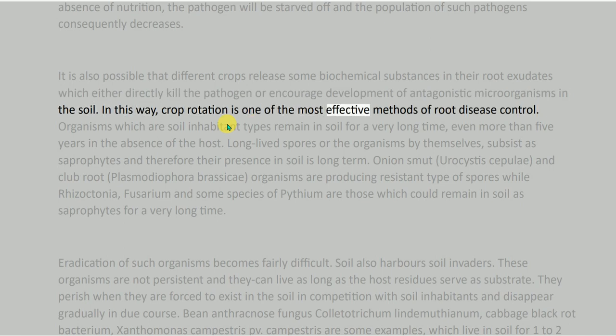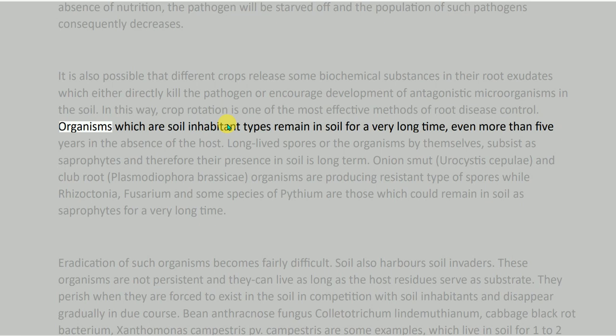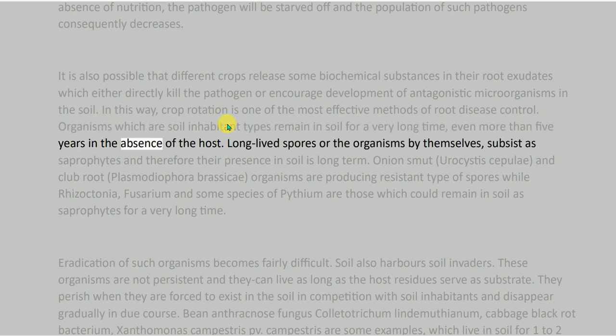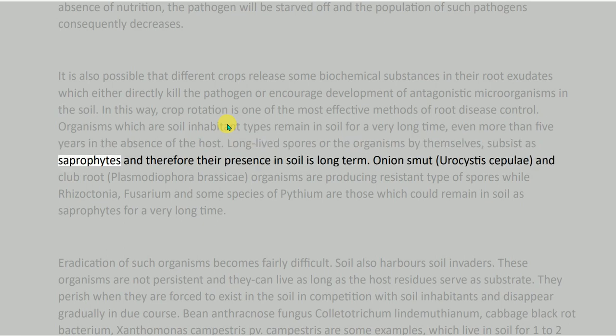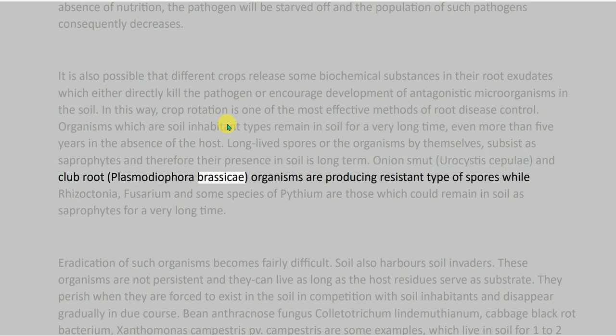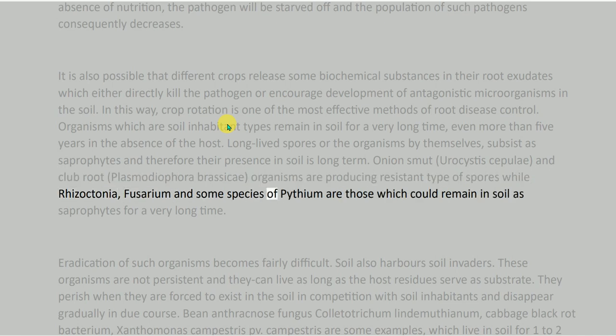Organisms which are soil inhabitant types remain in soil for a very long time, even more than 5 years in the absence of the host. Long-lived spores or the organisms by themselves subsist as saprophytes and therefore their presence in soil is long-term. Onion smut, Urocystis cepulae, and clubroot, Plasmodiophora brassicae, organisms produce resistant type of spores, while Rhizoctonia, Fusarium and some species of Pythium are those which could remain in soil as saprophytes for a very long time. Eradication of such organisms becomes fairly difficult.